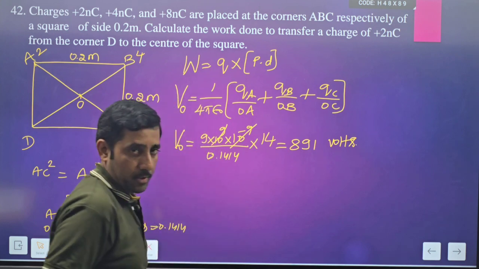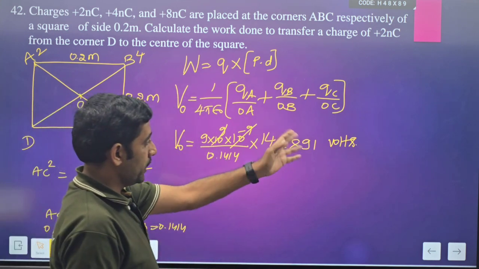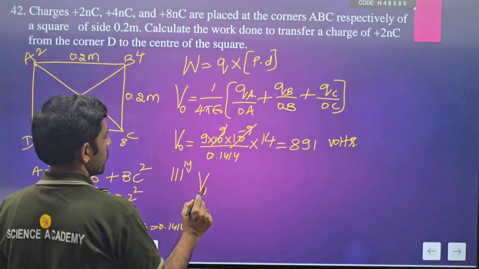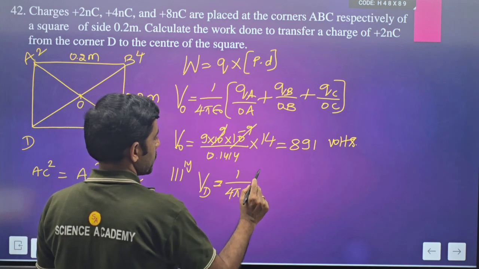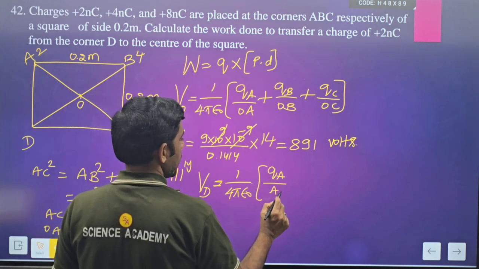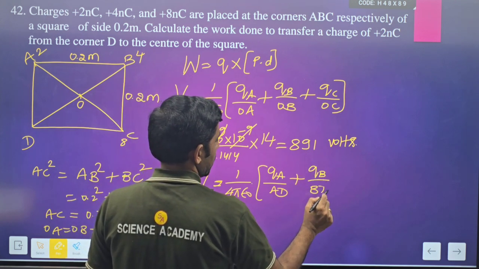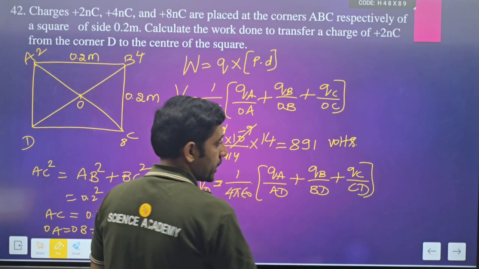Anyhow, you can correct it later. Nearly you will get almost 891.08, so 891 volts. Similarly, potential at D is 1 by 4 pi epsilon naught into charge at A divided by AD distance, charge at B divided by BD plus charge at C divided by CD.